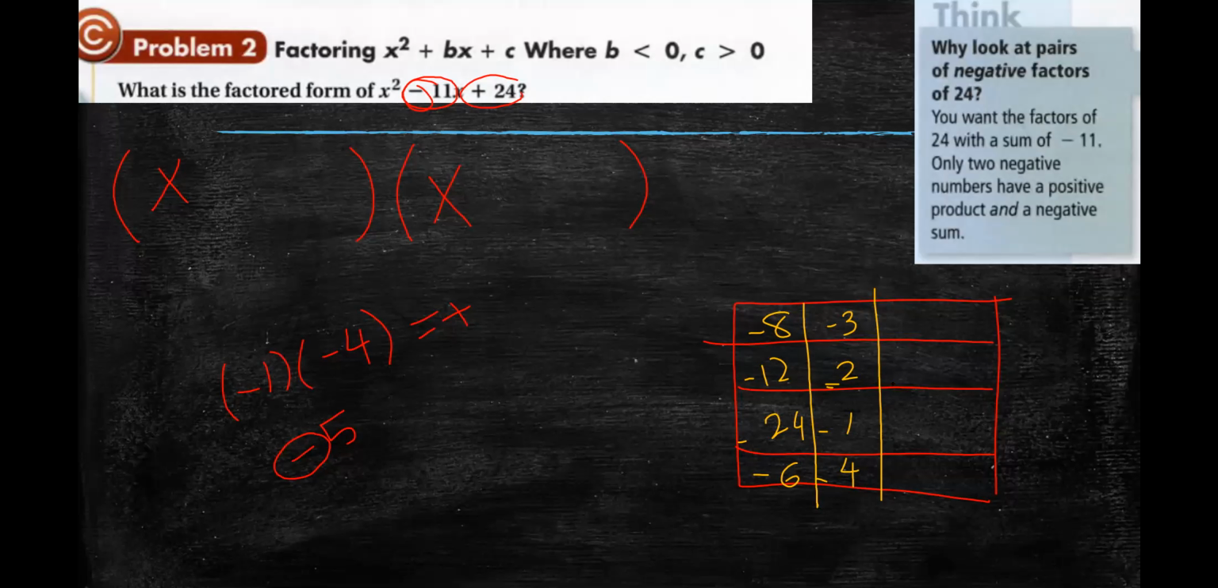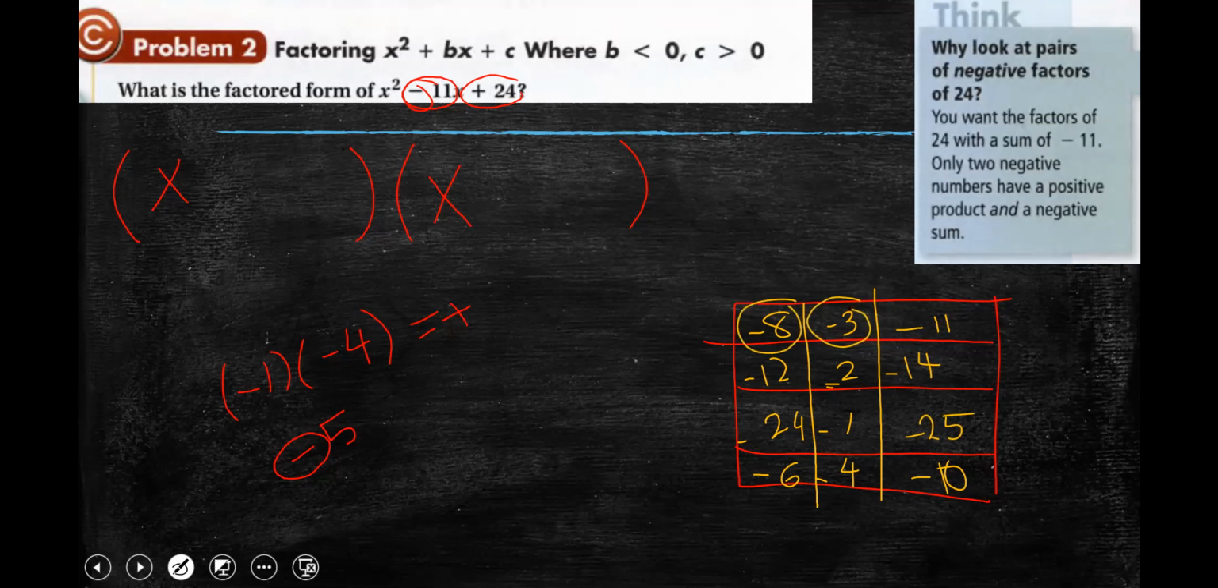Negative 6 plus negative 4 is not negative 11, but negative 8 and negative 3 work. Yes, it will be negative 8 and negative 3. These two numbers, if you multiply them, you get positive 24, and if you add them, you get negative 11. So I will write these two numbers here: negative 8 and negative 3.